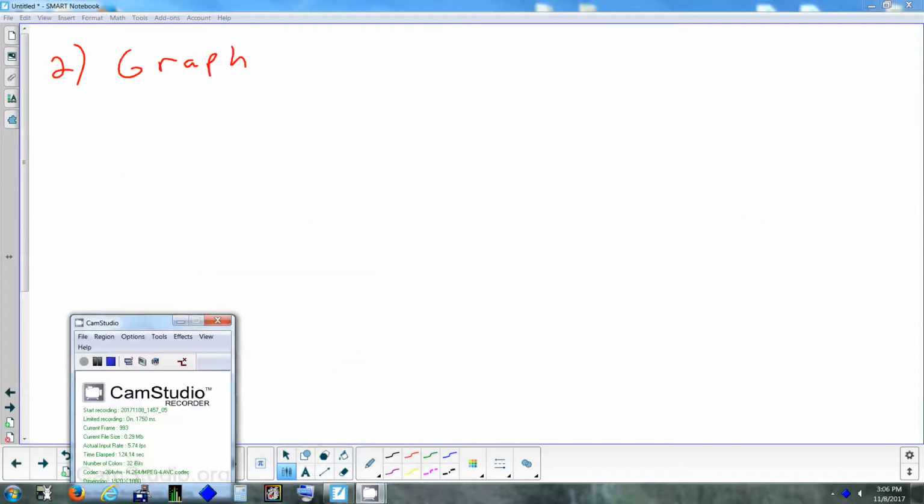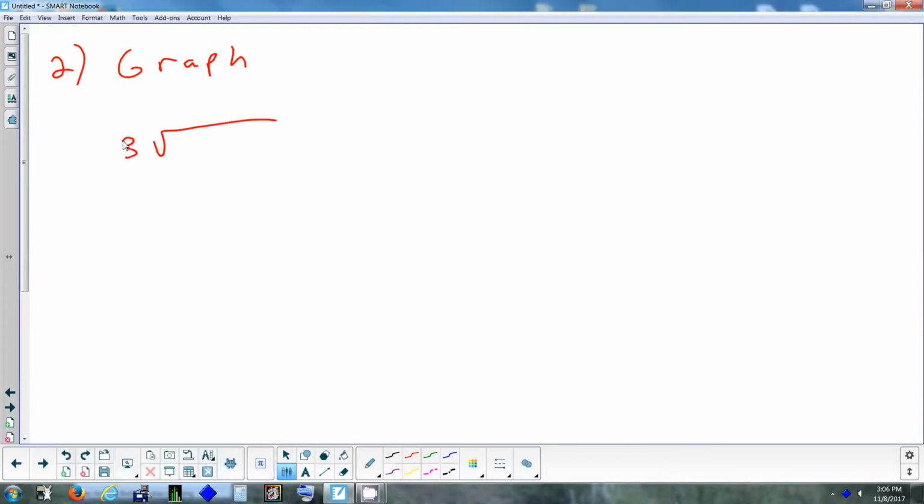All right, so the second one we're going to look at is a graph. So the idea, remember, for a graph is if you have an even root, there's a starting point and then it goes in one direction. If it's an odd root, the graph goes in both directions. So let's try graphing 3 square root of x plus 2 minus 5. Okay, so first of all, is this the kind of graph that it goes in one direction or both? One, yeah, just goes in one direction.